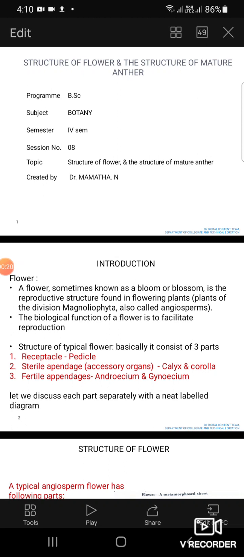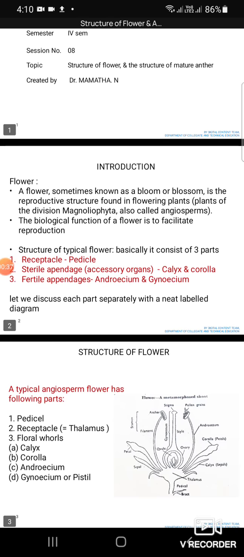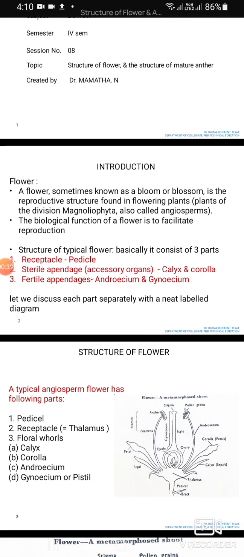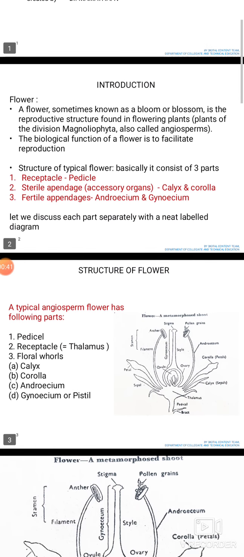Basically, it consists of three parts, namely pedicel, then non-accessory organs, namely calyx and corolla, and accessory organs or fertile appendages, namely androecium and gynoecium. So now let us discuss each part separately with labeled diagrams.